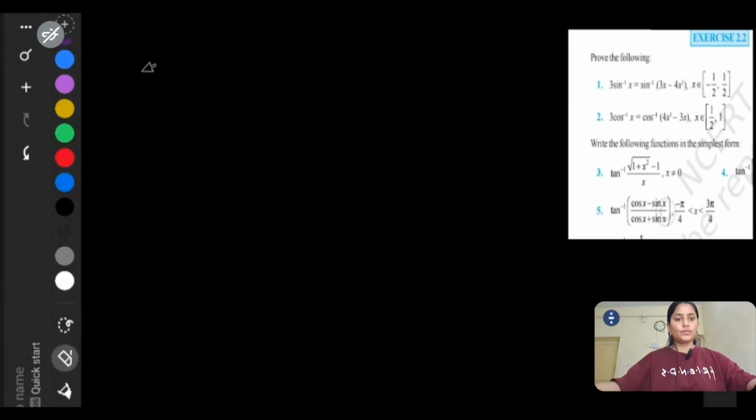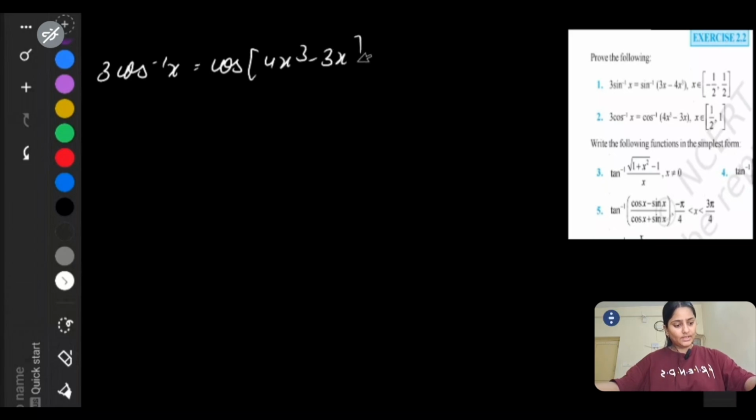So now let's move on to question number 2. And question number 2 is given as 3 cos inverse x is equal to cos inverse of 4x cubed minus 3x, where x belongs to 1 by 2 to 1. So this is the question.